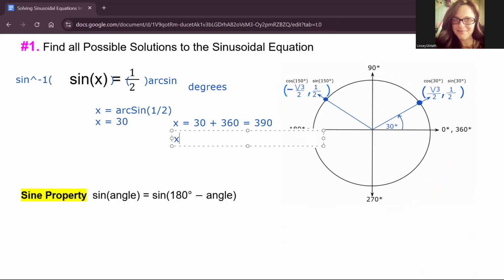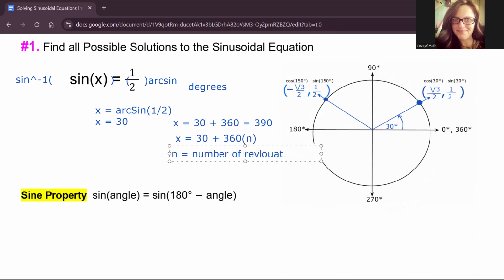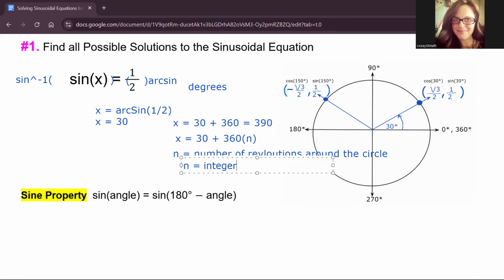So in order to generalize, we'll do x is equal to 30 degrees plus 360 times n, where n is the number of revolutions around the circle. So you could use n is equal to any integer. You could go negatively around the circle as well, to get back to that point there.